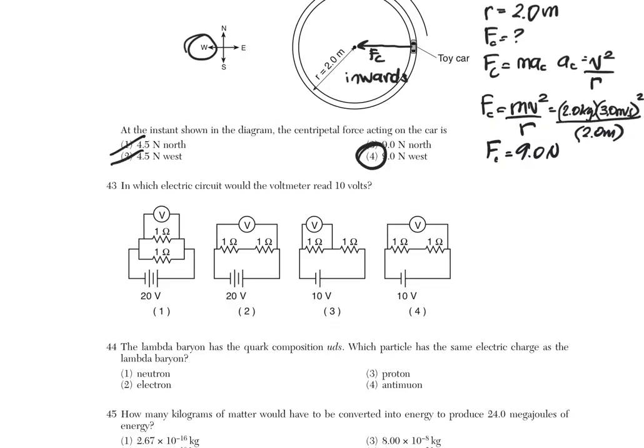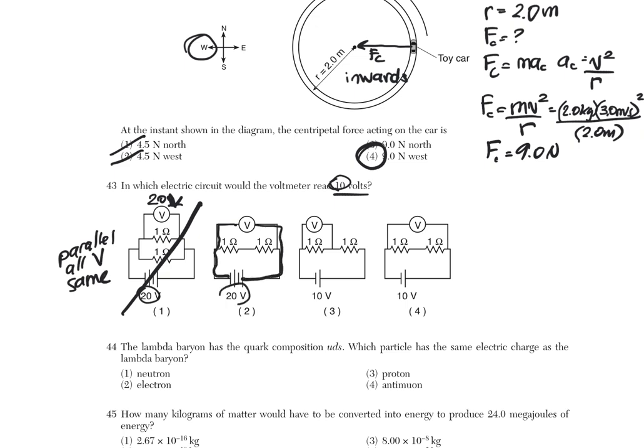Okay, so we have different circuits here. We have a parallel circuit, and we have 3 series circuits. And so I know that in parallel, all the voltages are the same. And it says, in which electric circuit would the voltmeter read 10 volts? This says 20 volts, and so this would also be 20 volts, and so it's not 20 volts, and so it's not choice 1. Okay. In choice 2, I have a voltmeter across the entire circuit, so really this voltmeter is actually across the battery, and that battery is 20 volts, and so that voltmeter is also going to read 20 volts, and so that's not it.